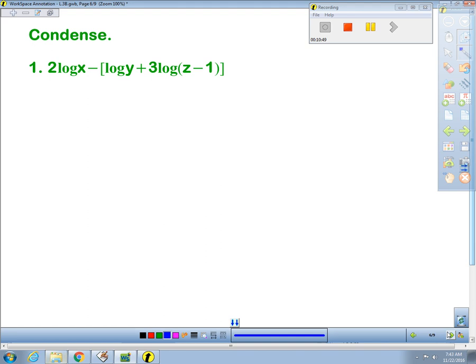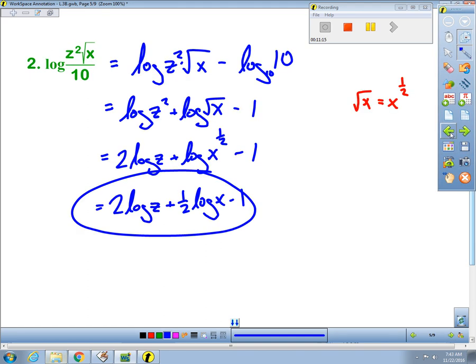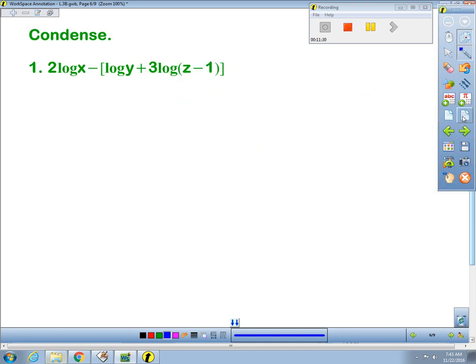Basically, we want to follow the reverse order of the things that we were doing here. Here we split up a quotient into a difference, then we split up a product into a sum, and then we brought the exponents down. We'll work backwards. Bring the exponents up would be the first thing that we would want to do. I see a 2 in front of this log, I see a 3 in front of that log. Those can be written inside the logarithms as exponents.